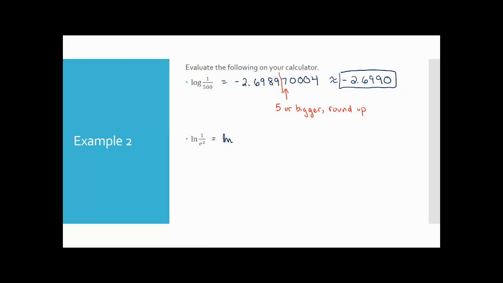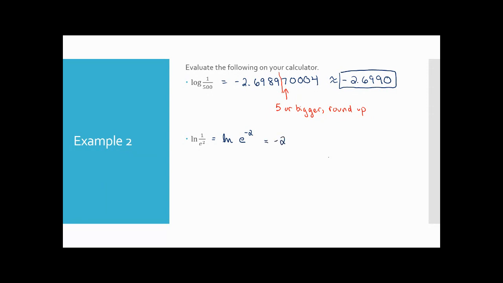So we have the natural log, and 1 over e squared, we can use our properties of exponents. This goes all the way back to week 1, where if you have a fraction, that's the same as having a negative exponent. So that is really the same as e to the negative 2. Now, the natural log is base e. And remember, the natural log gives you the exponent, so it's going to give you the exponent here on e. So the exponent on e is negative 2.